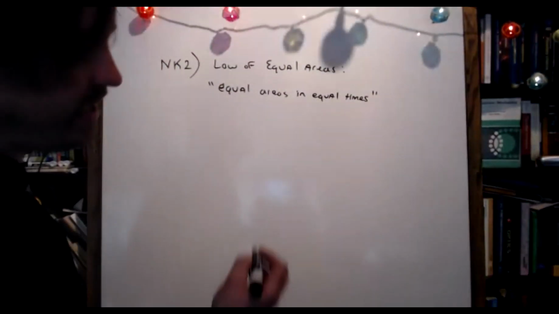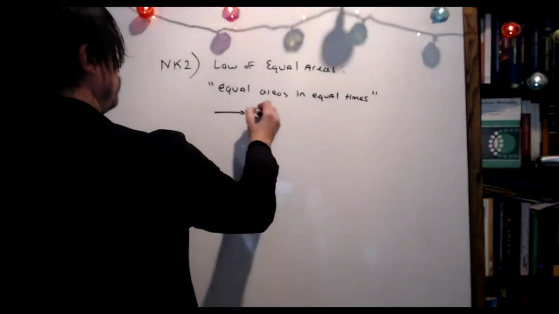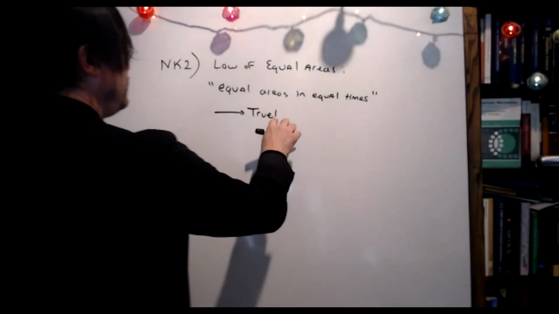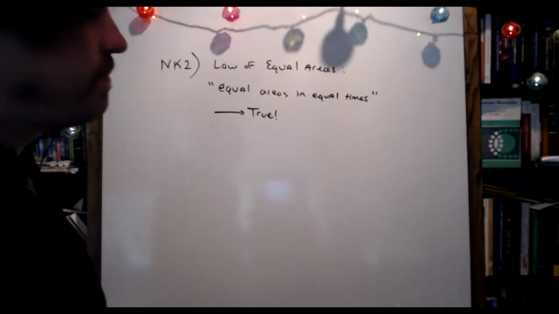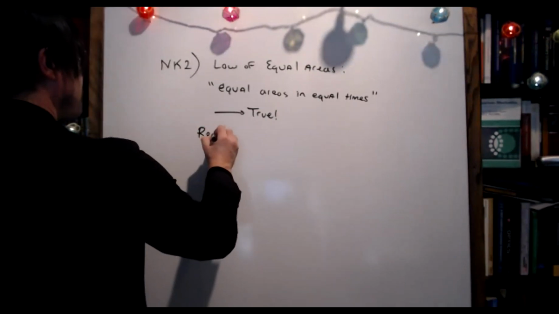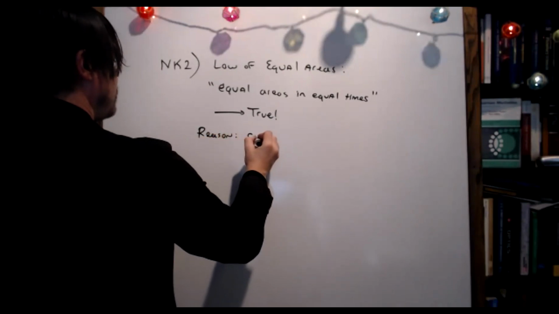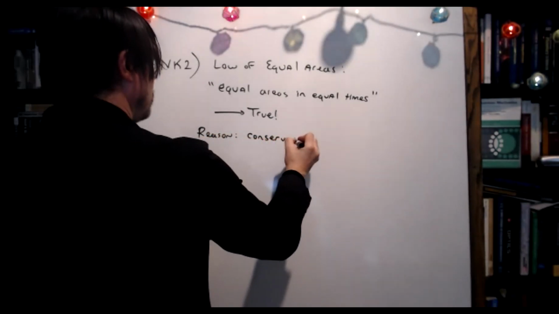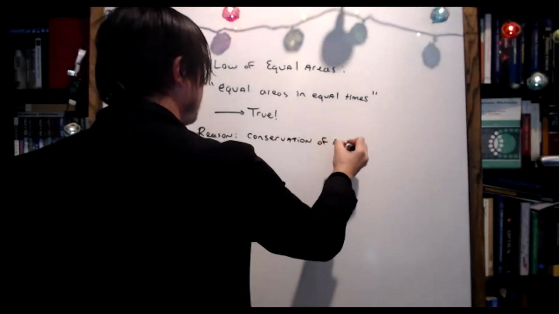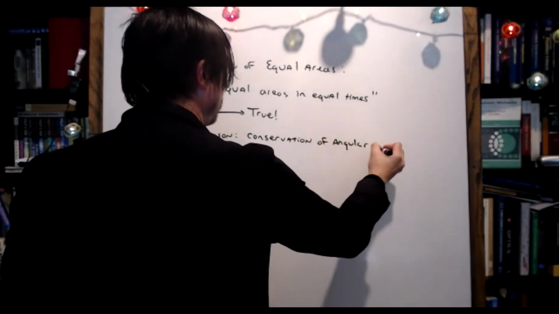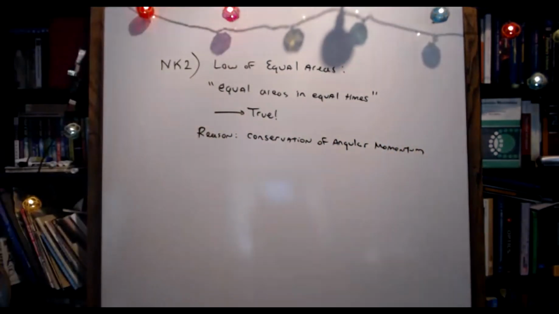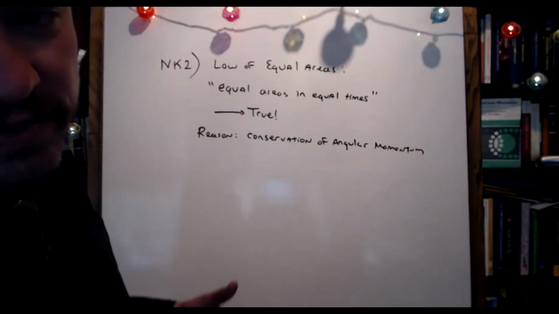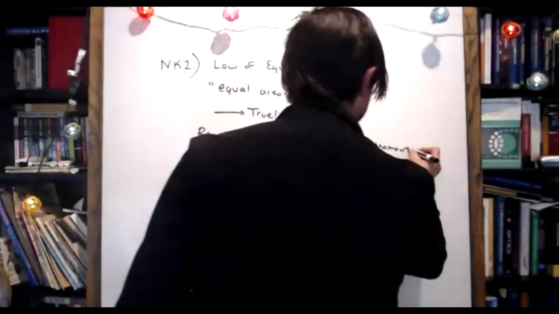Now, last time I hinted at the fact that Newton discovered that equal areas and equal times was true, and that it didn't need to be modified like the first and the third law. But he discovered that there was a reason for it. The reason was something called the conservation of angular momentum. And that's a concept that comes up from time to time in astronomy. So it's something that I wanted us to discuss.